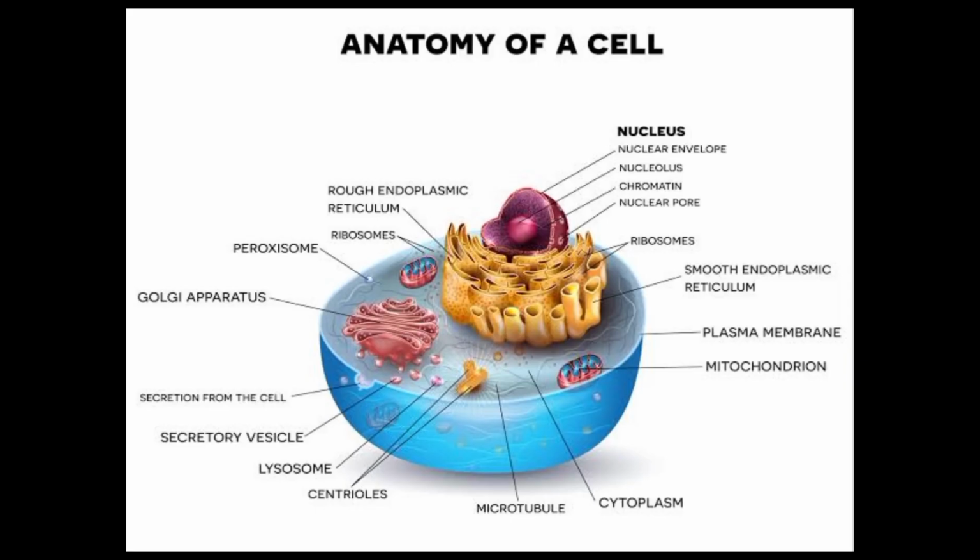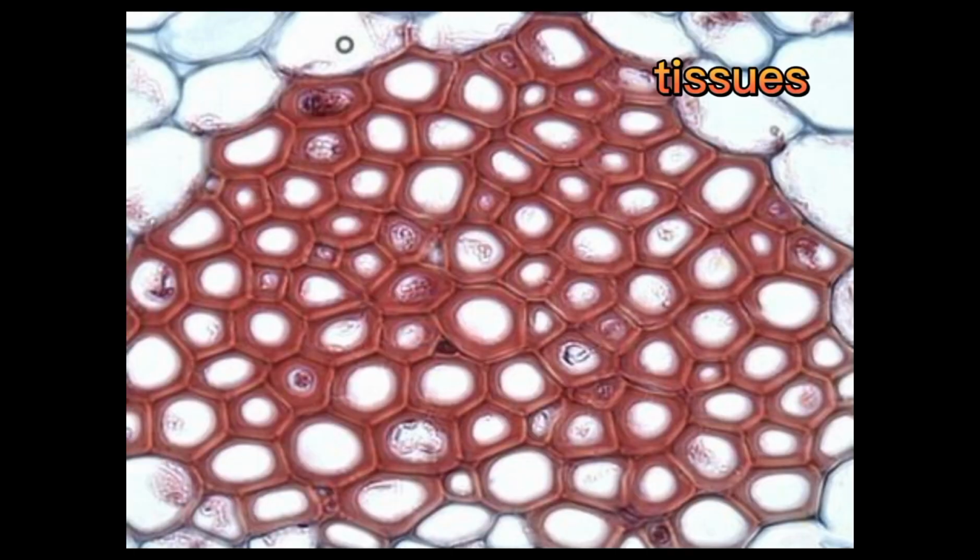Organelles are contained within cells. And the cells are the smallest living units that make up the body's structure. Cells group together to form tissues. The tissues, which are a specialized group of cells with similar structure and function, come together to form organs.